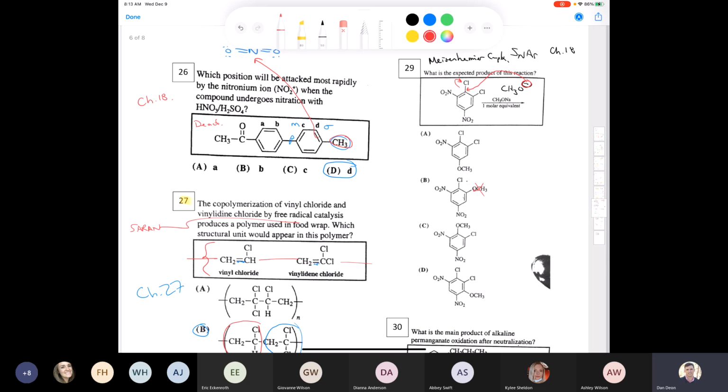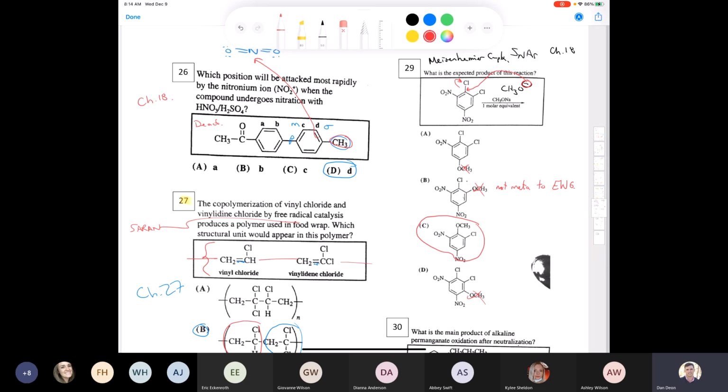It's definitely not going to be meta to electron withdrawing groups. So that's a big no-no. And C would be the correct answer, and I don't even know what's going on in D. That's nowhere near correct. So the answer is C.